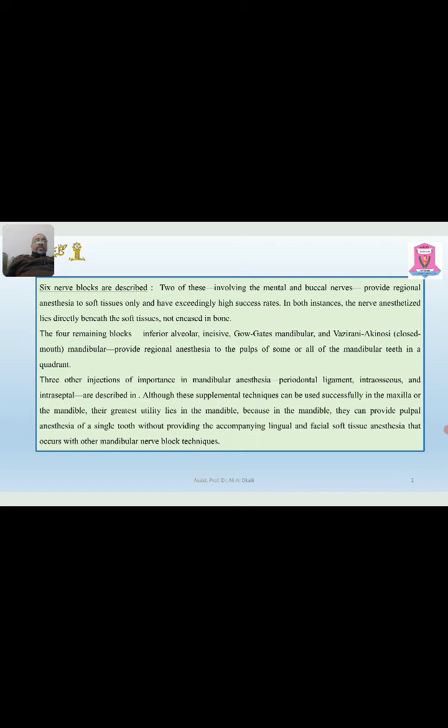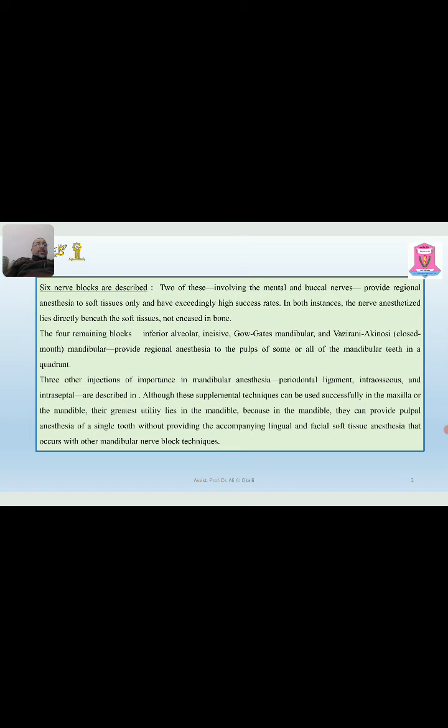As for the other 4 remaining blocks, the inferior alveolar nerve, the incisive, the Gow-Gates mandibular, and the Vazirani-Akinosi, all are for mandibular nerve block and will provide regional anesthesia to pulps and some of the mandibular teeth in the quadrant. 3 other injections of importance in mandibular anesthesia, the periodontal ligament, which we will get to know, and the intraosseous and intraseptal, will be described.